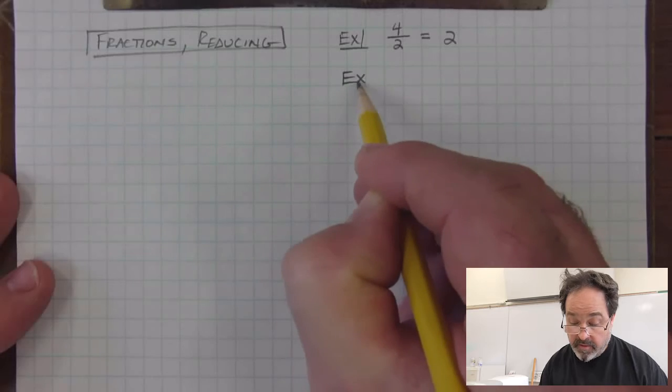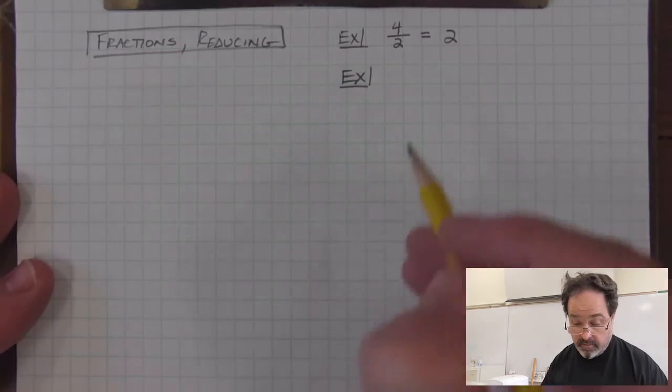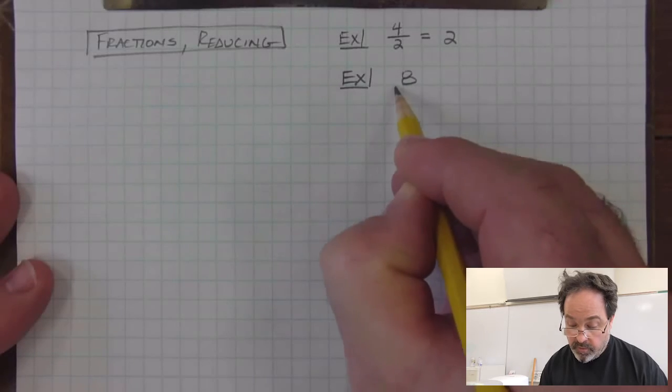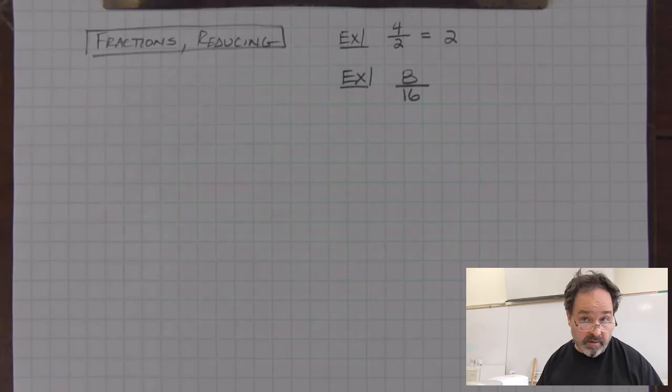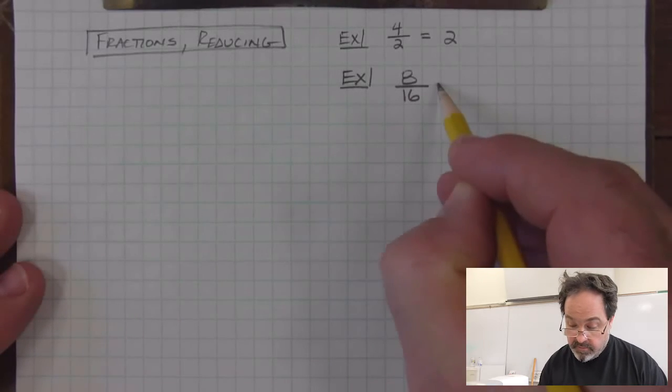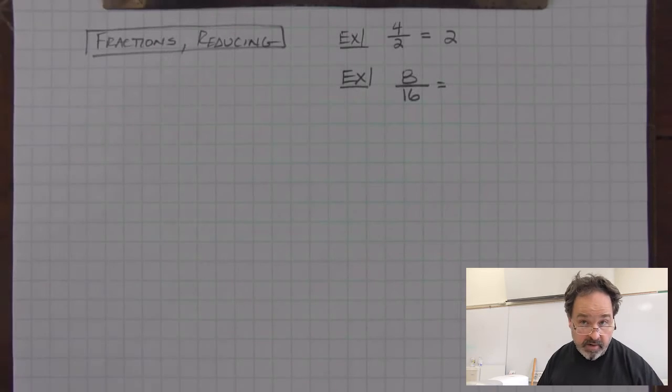But very often it doesn't work out quite as nice as that. For example, we could start with the fraction 8 over 16, or 8 divided by 16. We may be able to reduce this. In this case, if we found a number that divides both 8 and 16, then we know that the fraction can be reduced, and we can find a simpler way of writing the fraction.